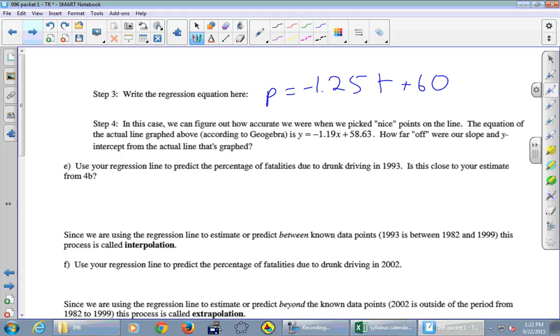Okay, now we're going to use our regression line to predict the percentage of fatalities due to drunk driving in 1993. We actually answered this question already. Go back to the previous page. How did we answer this question before we had the line?